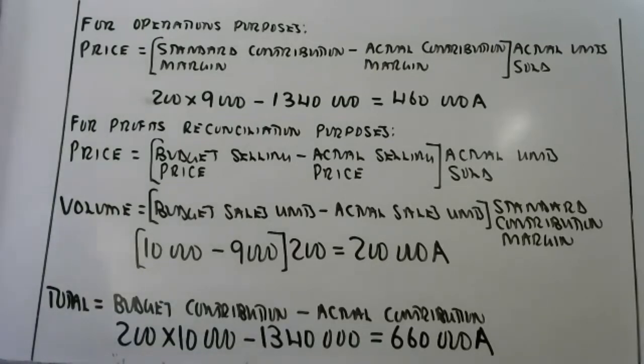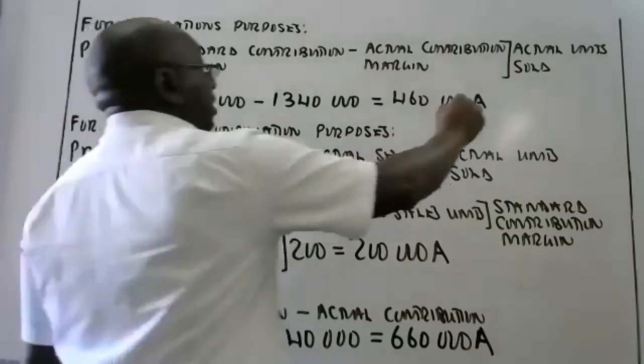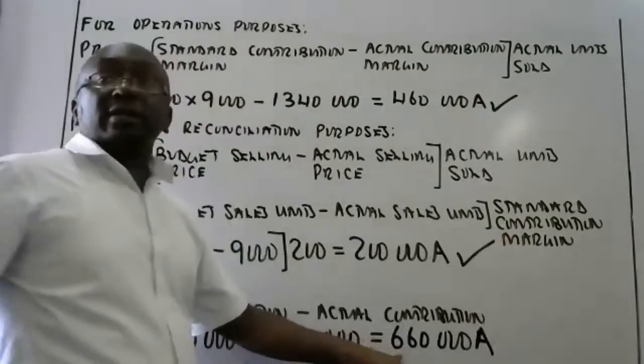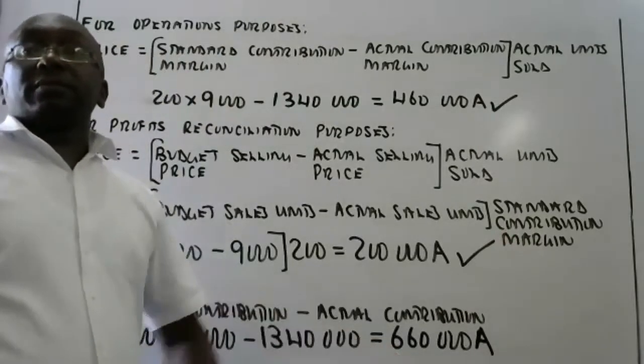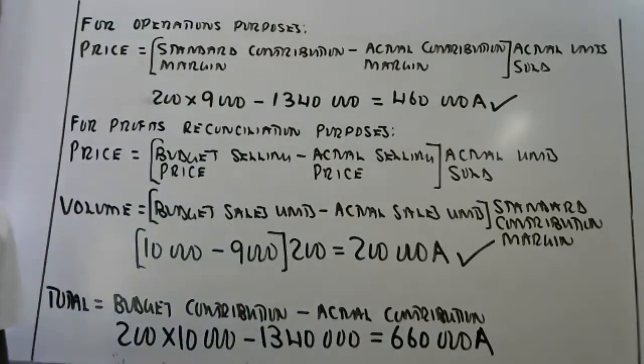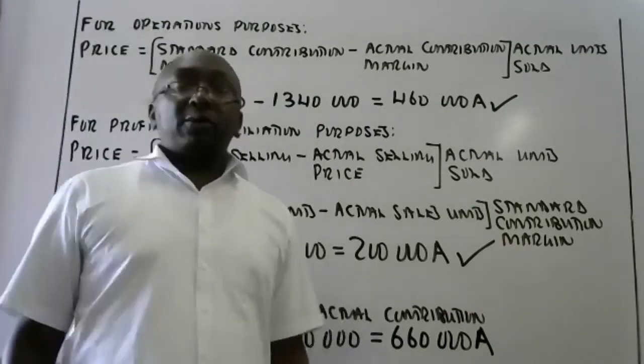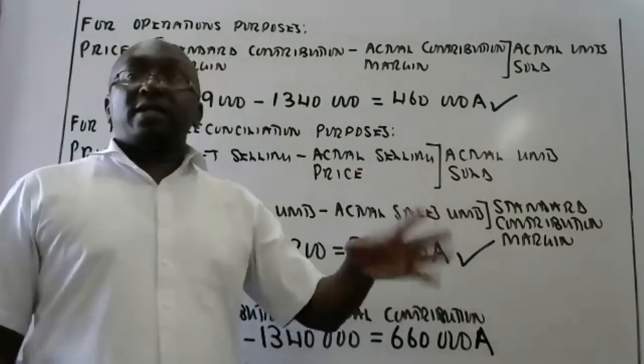And you can see here, this 460, ukiongezea hii 200, they take you back to this one. And maybe what I need to say is, for the exam purposes, kama hujui kama ni adverse ama ni favorable, wachane naye.